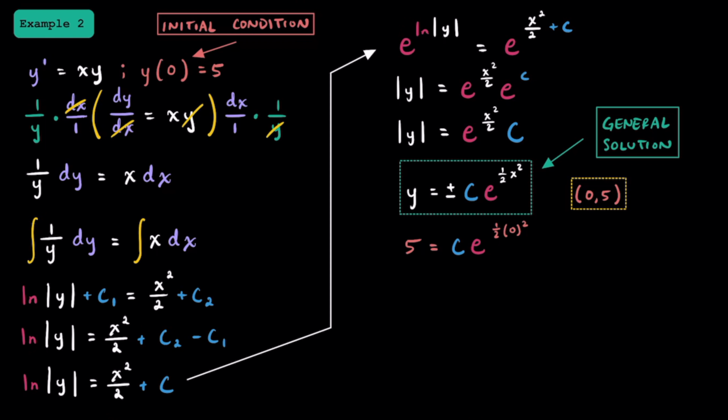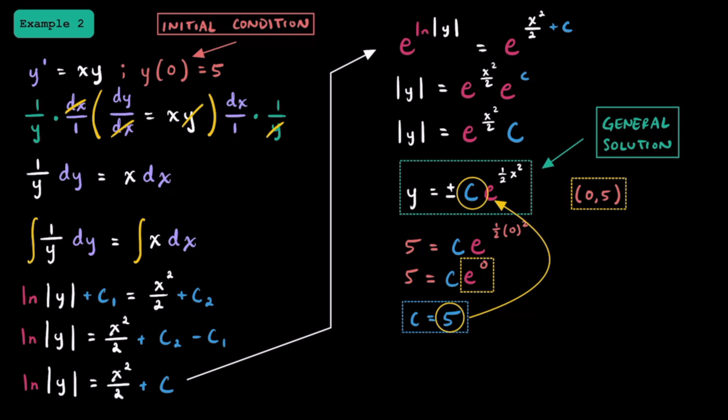Substituting in 0, 5 for x and y, we'll have 5 is equal to c times e to the 1/2 times 0 squared power. Our exponent simplifies down to 0, so we'll have 5 is equal to c times e to the 0th power. E to the 0th power is equal to 1, so we know that our constant is equal to 5. Substituting this 5 into our general solution, we find that y is equal to 5 times e to the 1/2 x squared power.